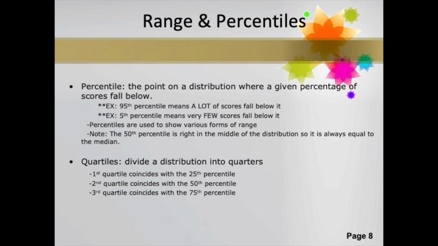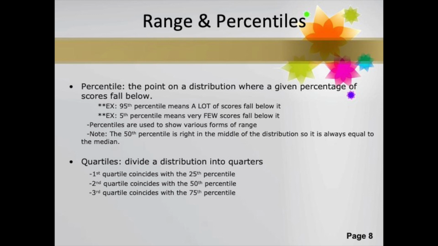So if you know that the 50th percentile is always equal to the median, and I give you a word problem where I say, hey, Johnny scored a score of 35, and that was right at the 50th percentile. What's the median? You would know that the median is 35 because the score at the 50th percentile is always going to be equal to the median.